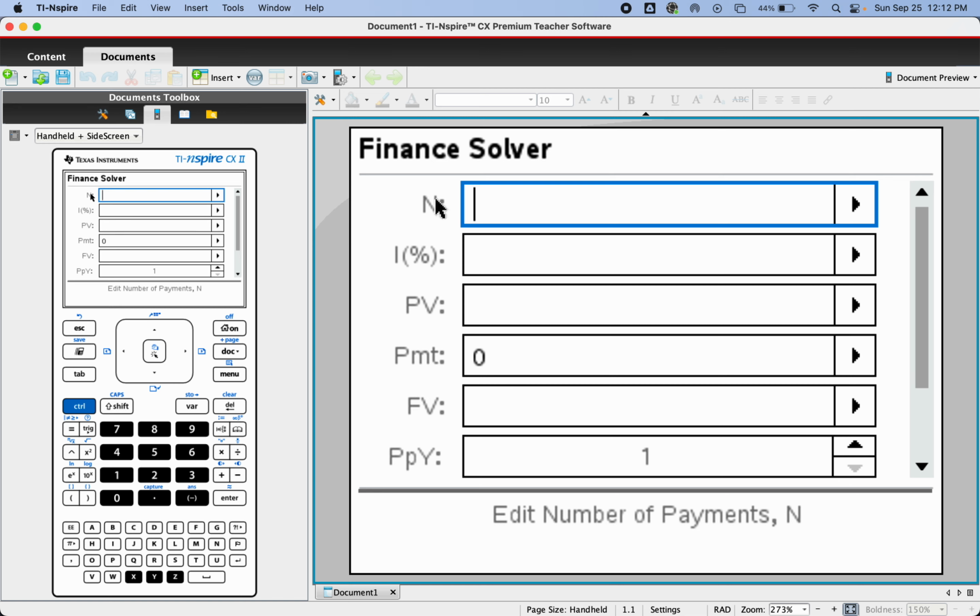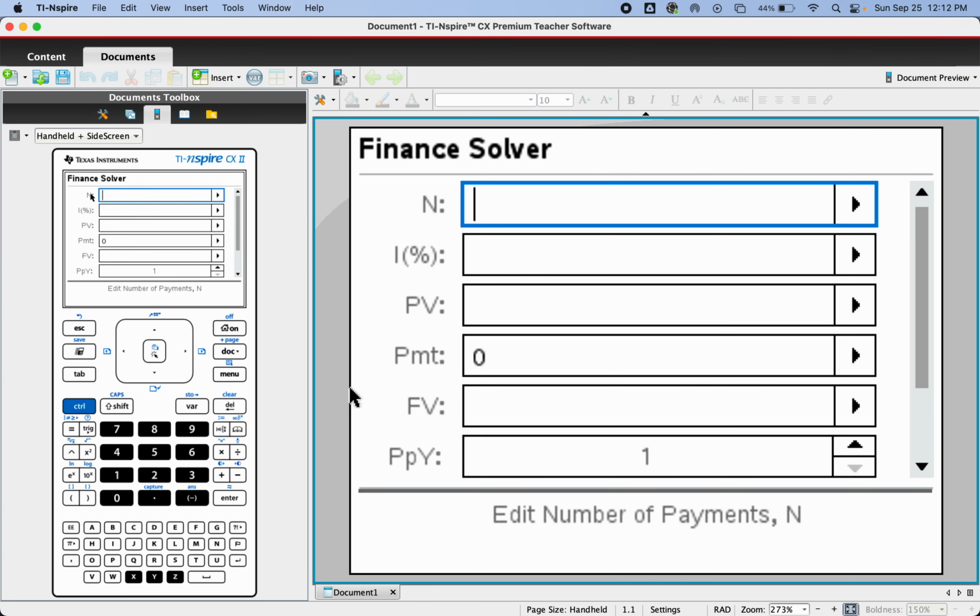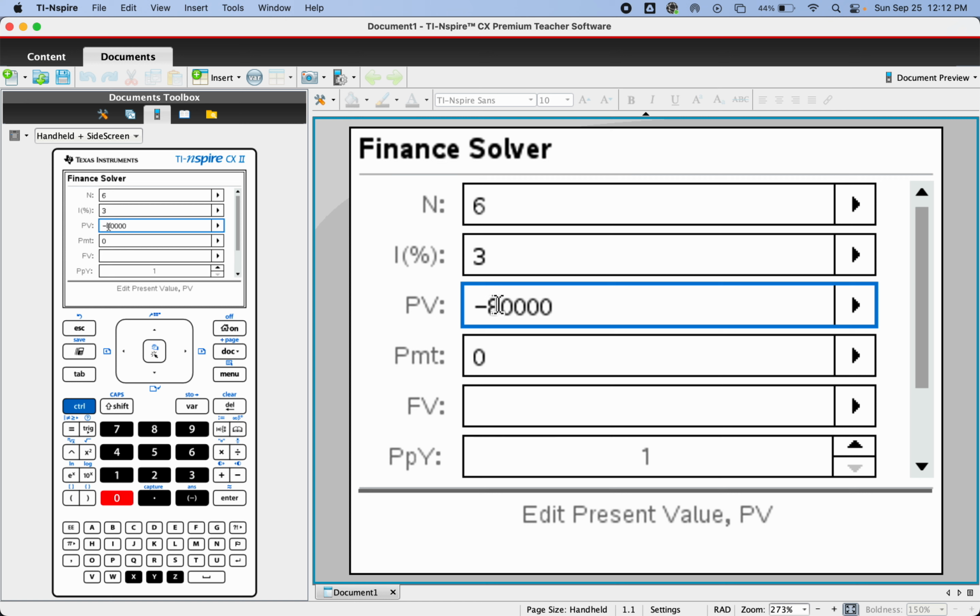So N is really the number of years. I know it says number of payments, but number of years in this problem is 6 years. It's 3% compounded quarterly. So N is 6 for us. The interest rate, this is as a percentage, not as a decimal, so that's 3. The present value, this is the principal, and so we put that in as a negative, and the reasoning is that we're giving the bank $80,000, so that's why it's negative. We're giving that away. Payment, this is just if you have more payments that you're making during the time.